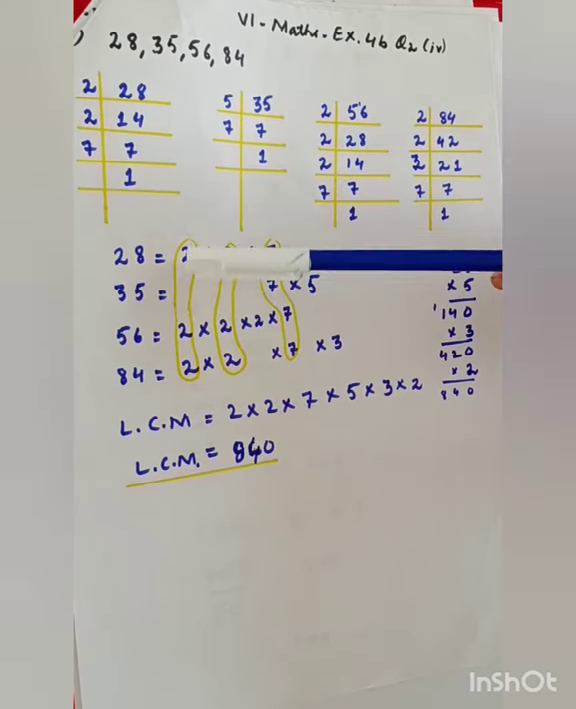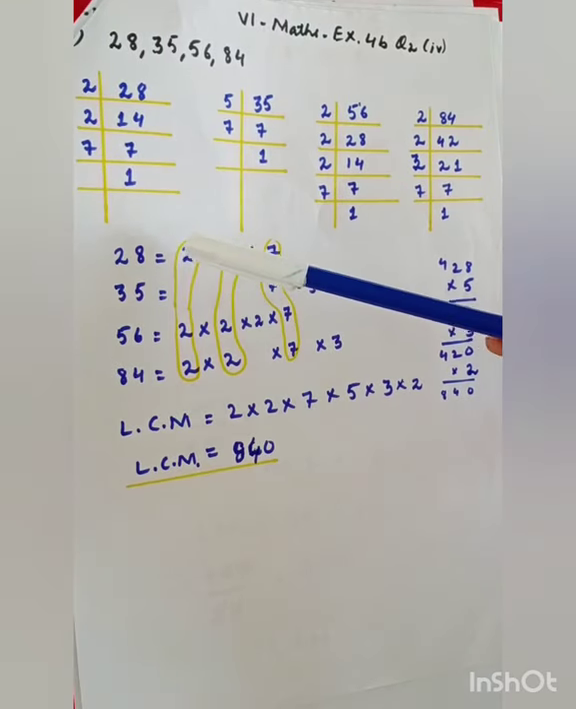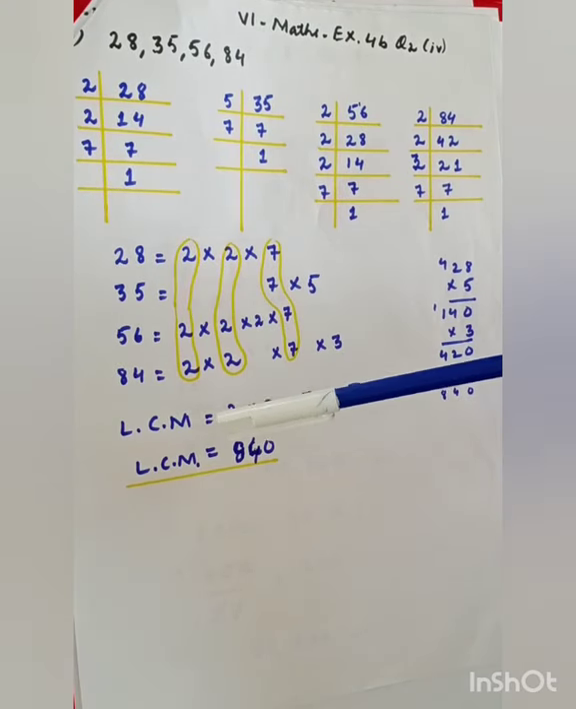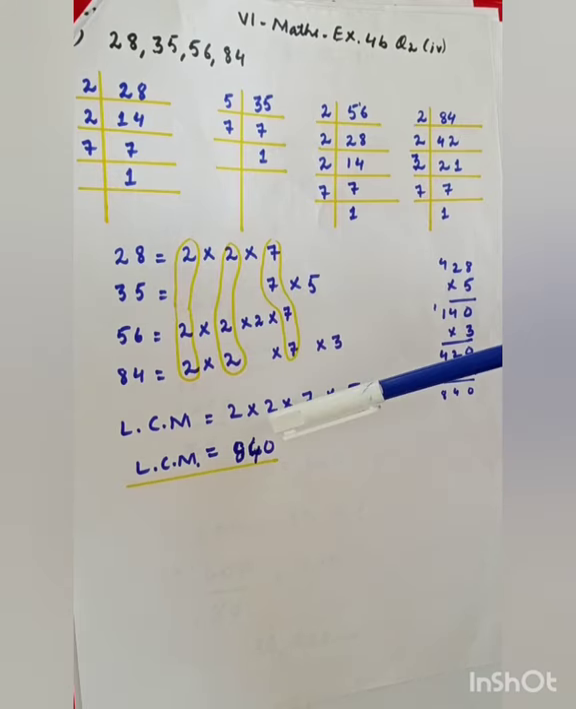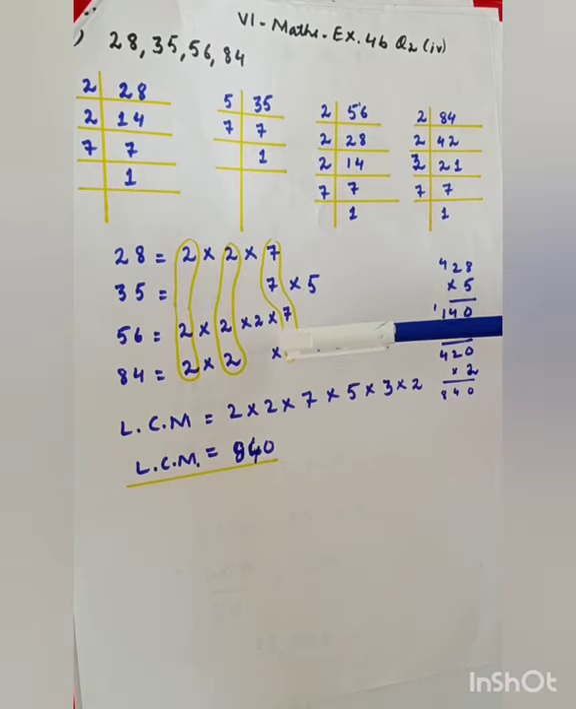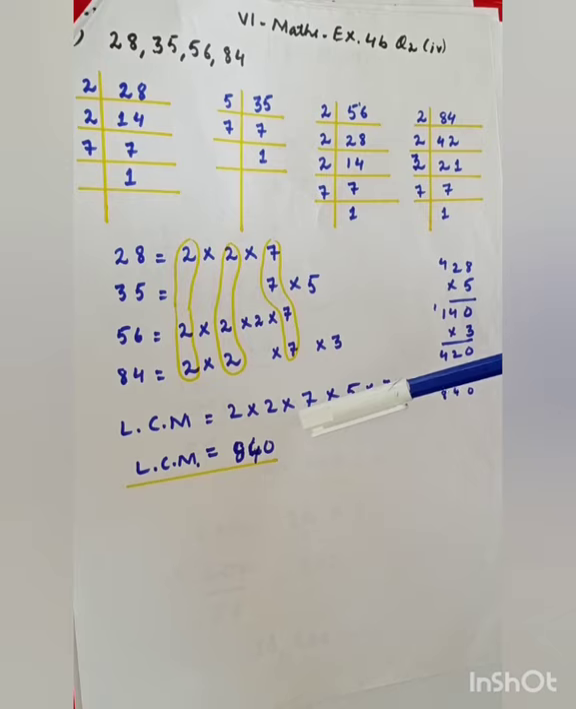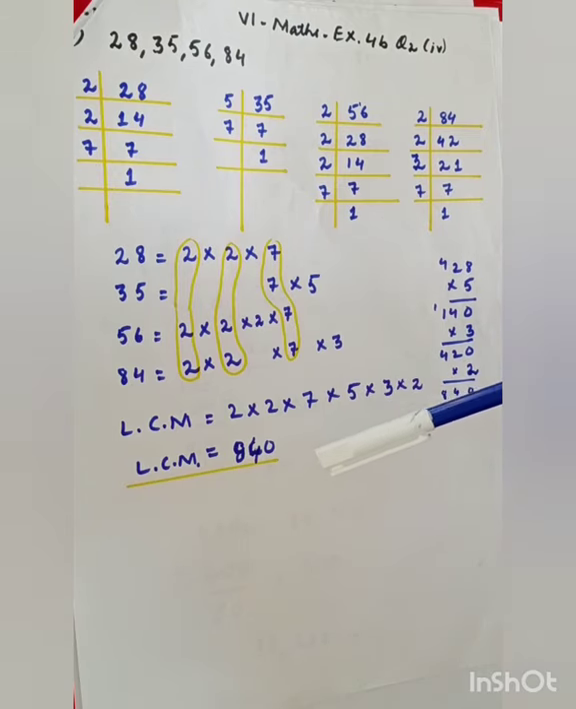This 2 is common in all these numbers. So you will write 2 one time, then we will write the 2 again one time. Then as 7 is common in all these, we will write it one time. Then the remaining factors. So what are the remaining? 2, 5 and 3. So we will write 2, 5 and 3. Now multiply this all together, we get the LCM as 840, which is the required answer.